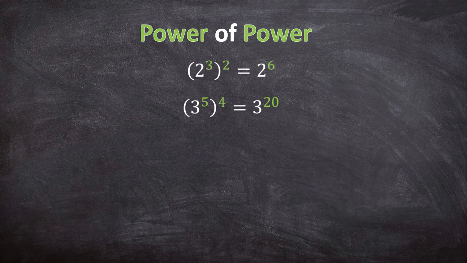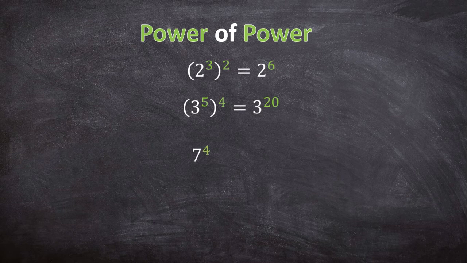You might have noticed a pattern here. When you raise a number to one power and then to another power, that's the same as raising it to a single power, that's the product of those two other powers. So up here 3 times 2 is 6 and over here 5 times 4 equals 20. Try applying this rule to another expression.